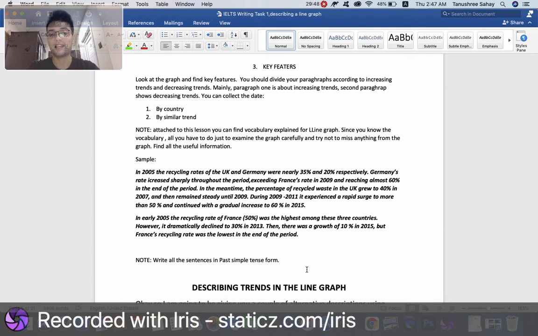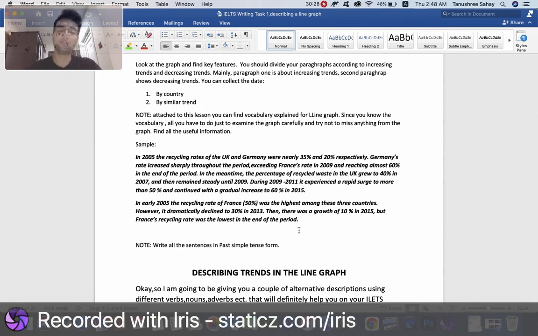Keep in mind that attached to this lesson you can find vocabulary explained for a line graph. Since you know the vocabulary, all you have to do is examine the graph carefully and try not to miss anything and find all the useful information. In one of your previous essays there was some missed information. Those were some of the most significant information that you should have put in your essay, but you missed them. So try not to do that again, and for that, examine your graph very, very carefully.